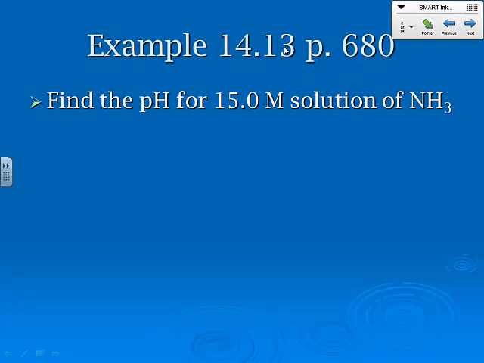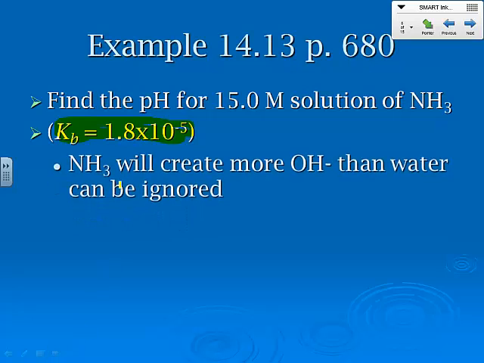Alright, so let's run through some solutions, and some of these you will have to write down, so you may need to fill in your notes. This is example 14.13 on page 680. You need to find the pH of a solution of 15 molar ammonia. Now, ammonia is a weak base, so you've got the Kb value of ammonia.